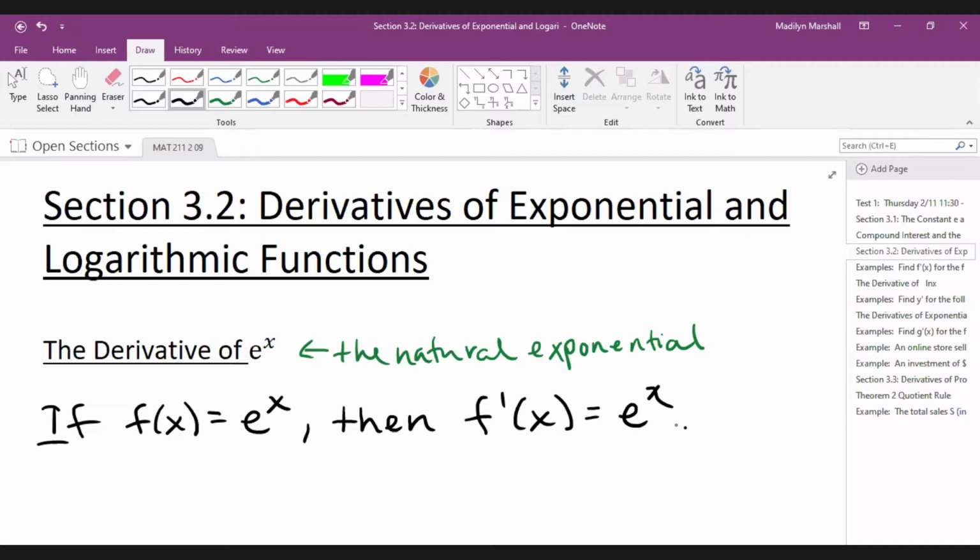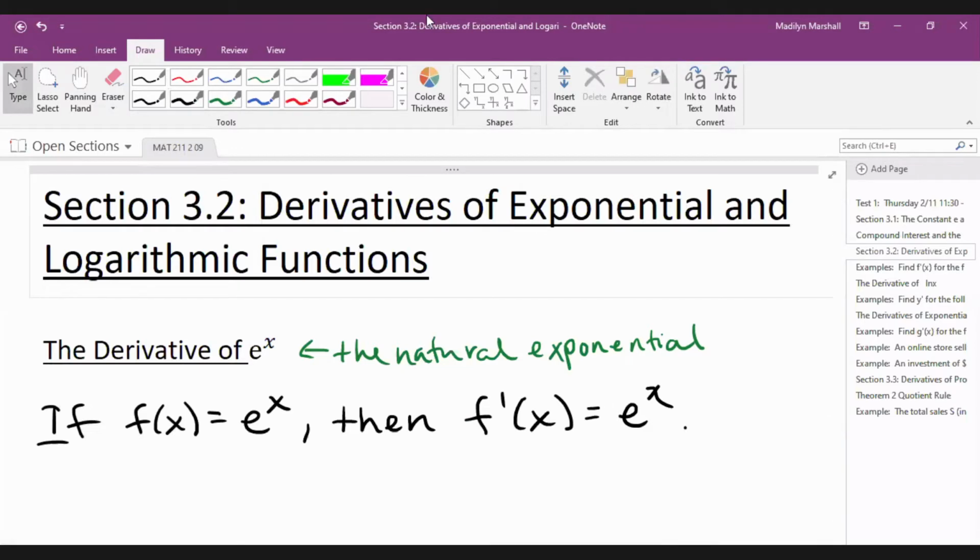No other function does this. It is really very special. And it also makes our lives easier when we're taking derivatives because we don't have to do anything when there's an e to the x.